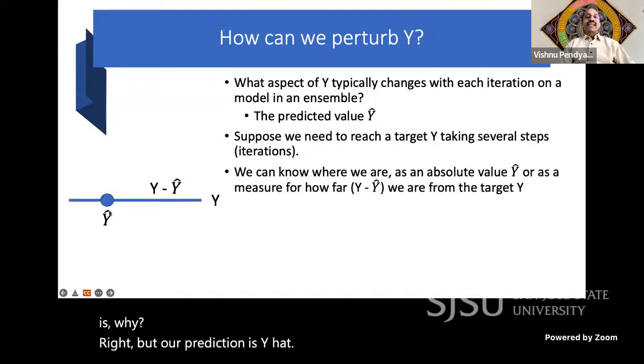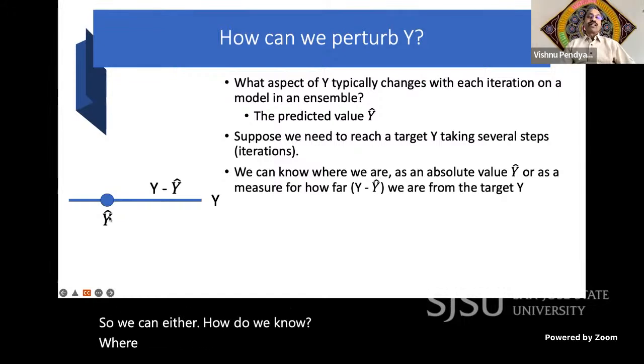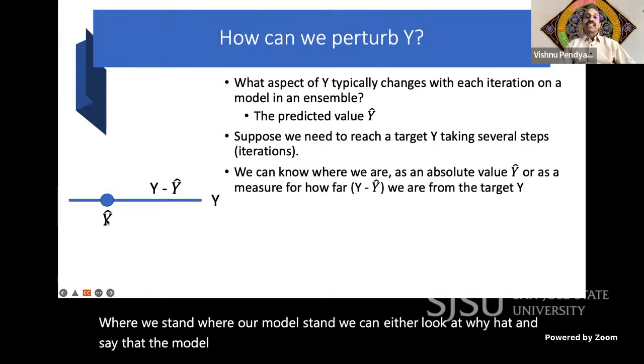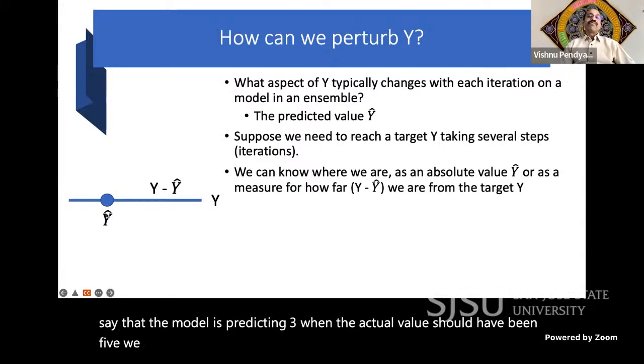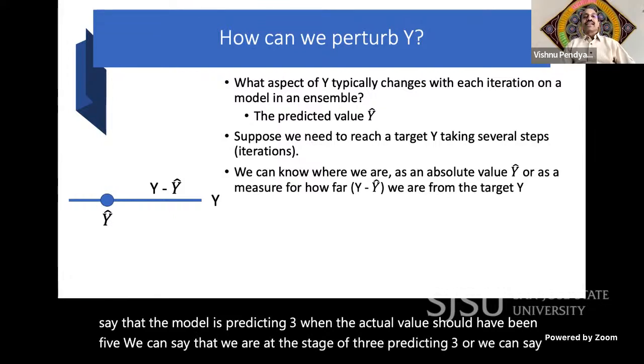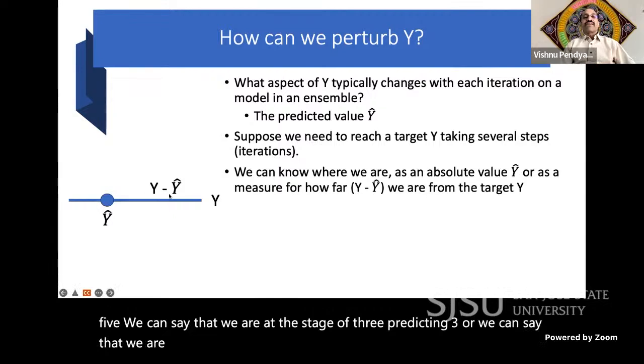So how do we know where our models stand? We can either look at y hat and say that the model is predicting 3 when the actual value should have been 5. We can say that we are at the stage of 3, predicting 3, or we can say that we are 2 units away from the final prediction. So y minus y hat. So there are 2 ways, right?